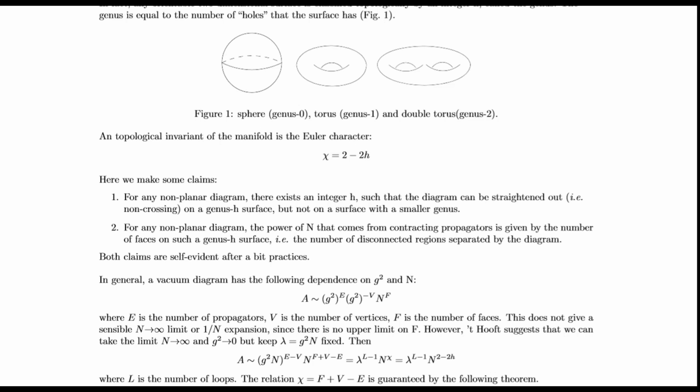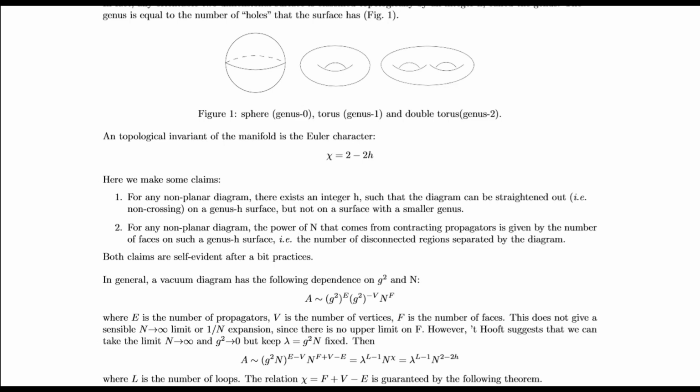In general, a vacuum diagram has the following dependence on g² and N, where E is the number of propagators, V is the number of vertices, F is the number of faces. This does not give a sensible N to infinity limit or 1 per N expansion, since there is no upper limit on F. However, 't Hooft suggests that we can take the limit N to infinity and g² to 0, but keep lambda equal to g² N fixed.